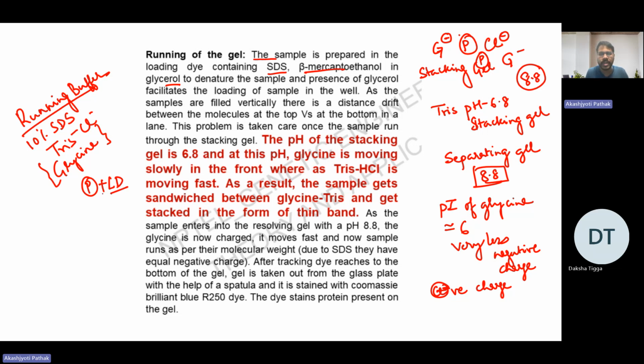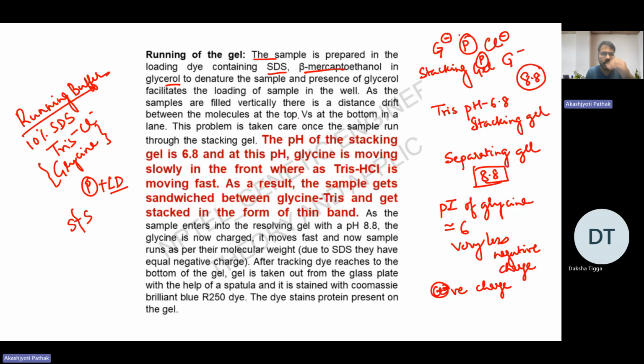So what is the function of beta mercaptoethanol? Beta mercaptoethanol is a reducing agent. So what will it do? If there is any disulfide bond, SS bond, that will be broken by the beta mercaptoethanol. What is the function of glycerol? Glycerol is providing density to your protein sample. And then you have the bromophenol blue, which allows you to track the movement of your protein sample.